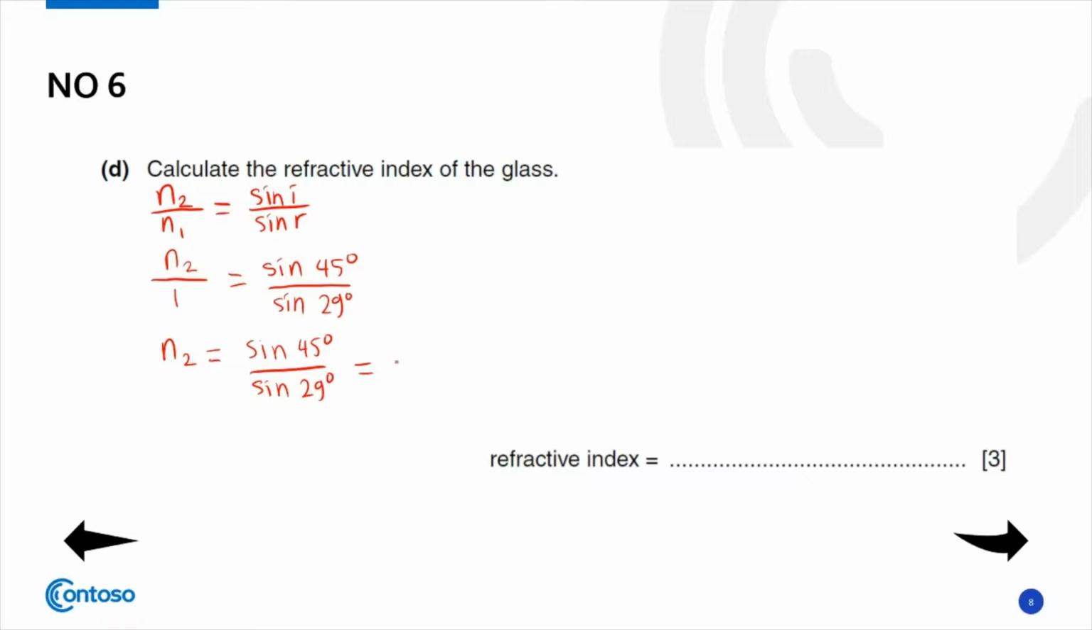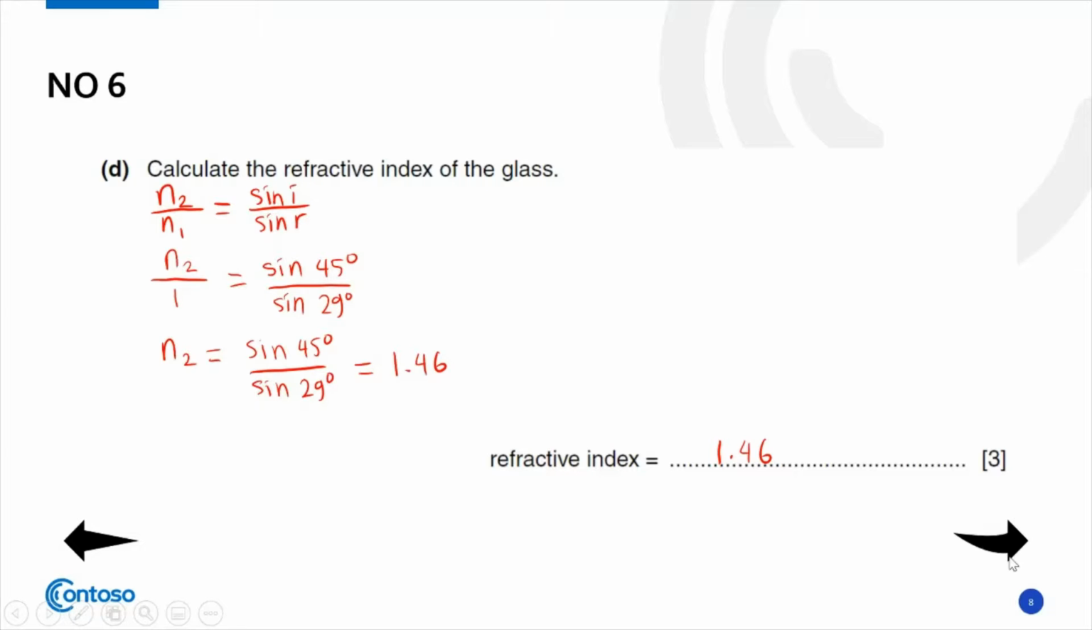This equals 1.46. This is a round-off number. So, the refractive index of the glass prism equals 1.46. Refractive index has no unit. So, this is the answer.